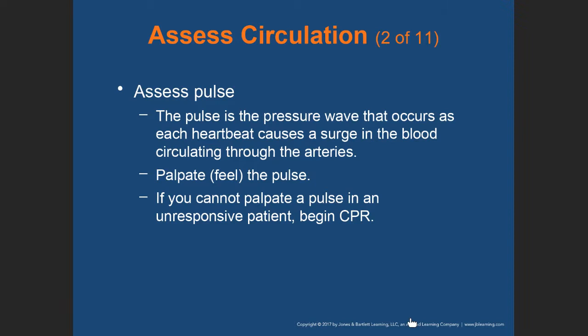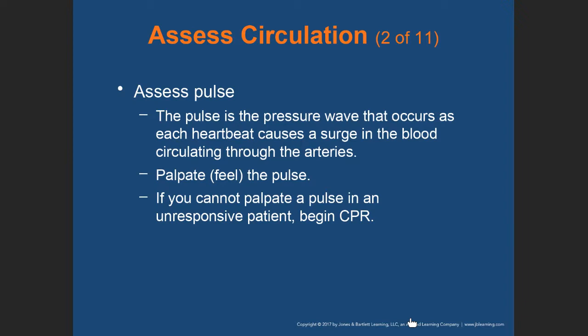So assess the pulse. If the patient is communicating, you will assess the radial pulse or peripheral pulse. If the patient is not communicating, you will go for the carotid pulse or the pulse that is closer to the brain. So the pulse is a pressure wave that occurs as each heartbeat causes a surge in blood circulating through the arteries. Palpate, feel the pulse.